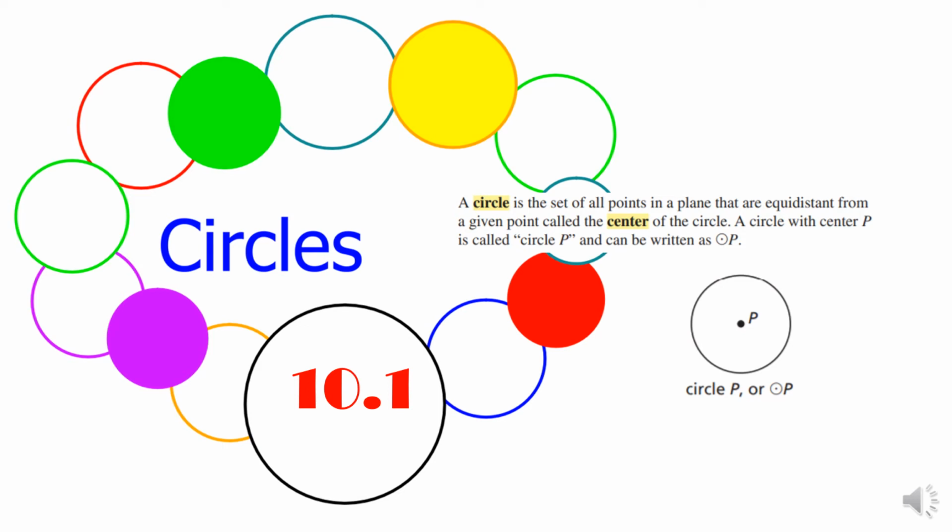Okay, today in IM2, we're going to start on Chapter 10. A circle is the set of all points in a plane that are equidistant from a given point called the center. A circle with a center P is called circle P, and it can be written with this little symbol right here. Okay, so there's circle P, and here's a whole bunch of circles.